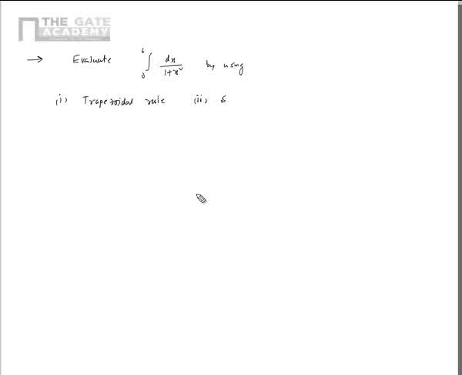The second is Simpson 1/3, and the third is Simpson 3/8. Sorry, this is 3 by 8. So that is the 1/3 and 3 by 8 rule. Okay, so we'll try to solve it using this.